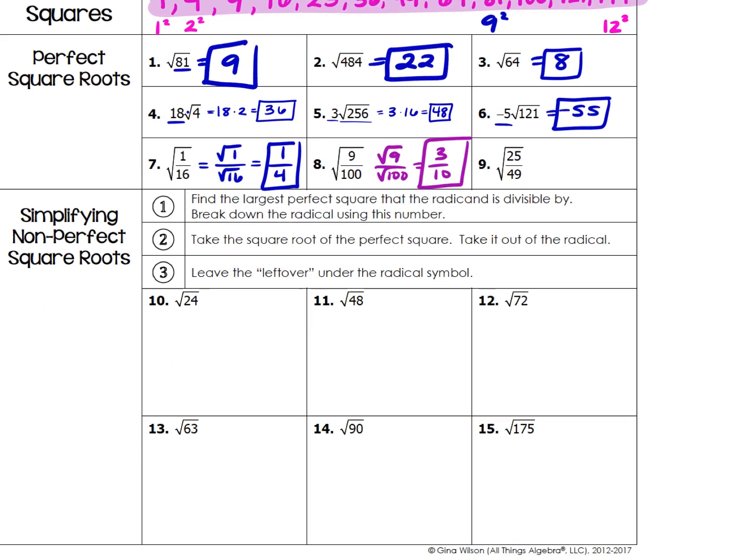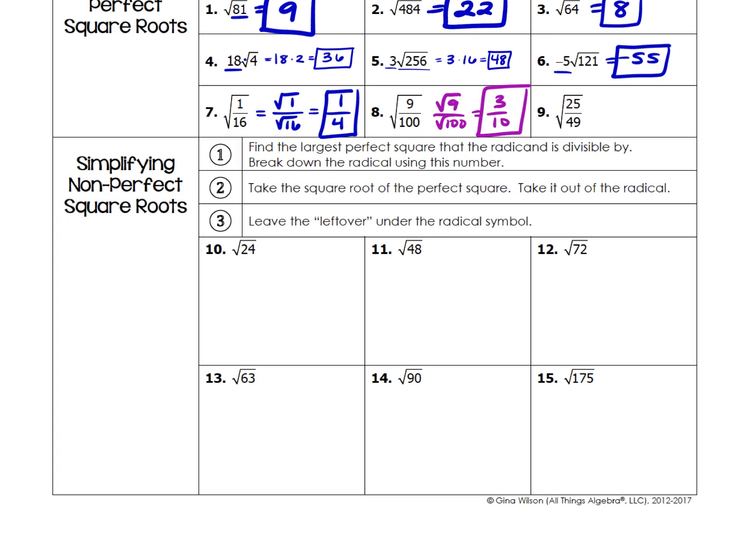Okay, so what we're going to do is we're going to take those concepts and we're going to take these radicals and break them down into their simplest form. And basically what you're looking for is, well, there's 3 steps here, okay? So they break down the 3 steps for you.